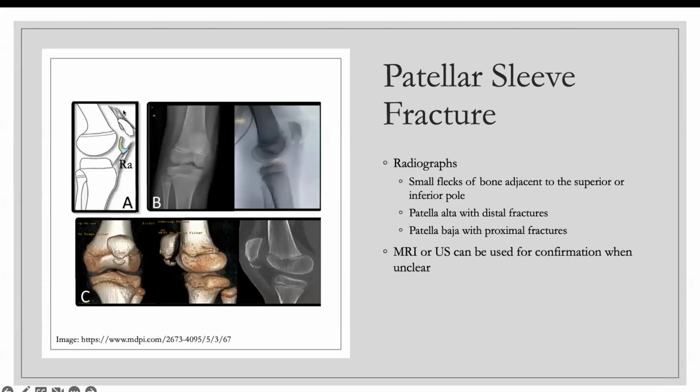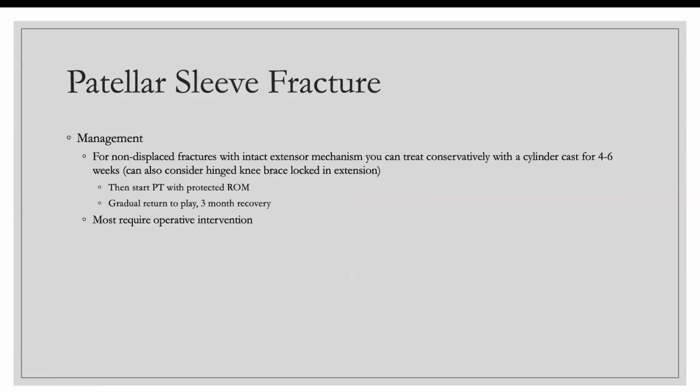Over here on A, just an illustration of the sleeve coming off. And then we'll have radiographs here, as well as the CT renderings of the image here. We're going to see small flecks of bone that's going to be adjacent to that inferior patellar pole. I already talked about the high riding or low riding patellas. And again, if you're unclear with the radiograph, low suspicion, get an MRI, get an ultrasound, confirm that diagnosis, make sure you're not just dealing with apophysitis before you let them get back too quickly.